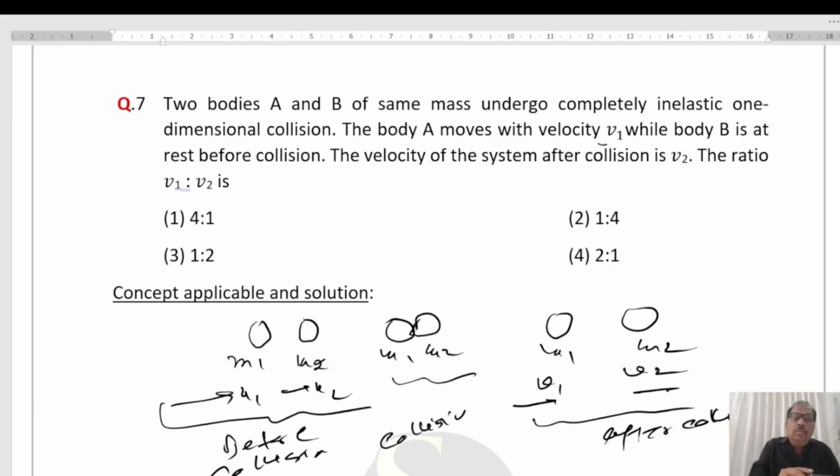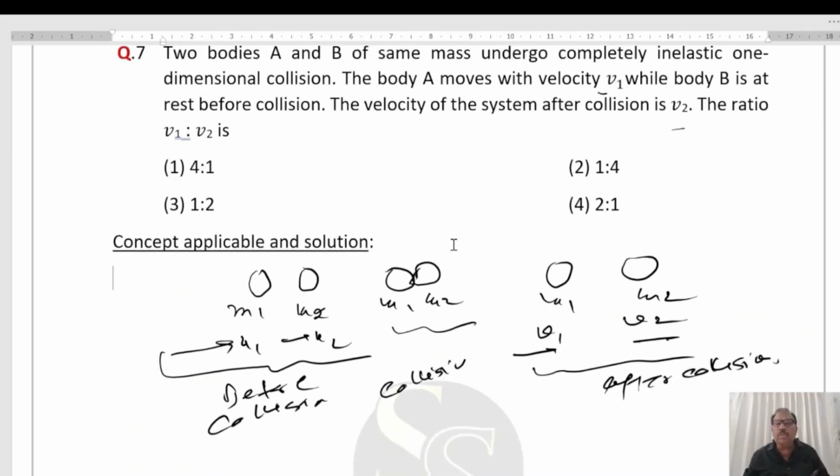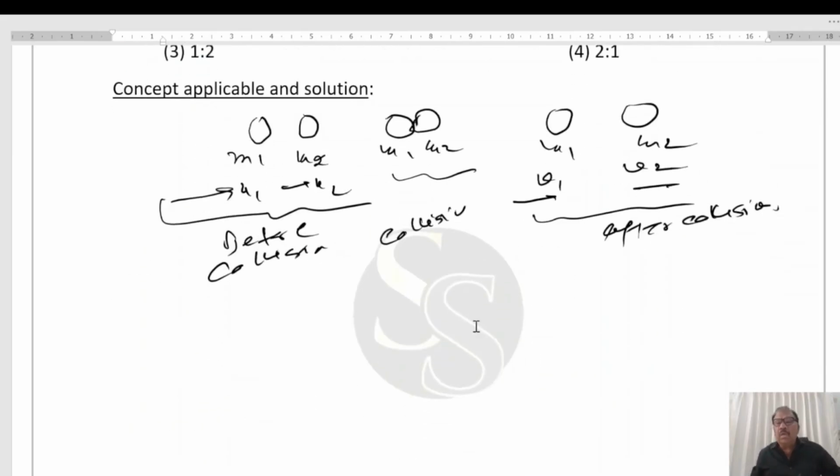The question is: two bodies A and B of the same mass undergo a completely inelastic one-dimensional collision. Body A moves with velocity v1 while body B is at rest before collision. The velocity of the system after collision is v2. We have to find the ratio of v1 to v2. Before giving the solution, let's discuss certain additional information.